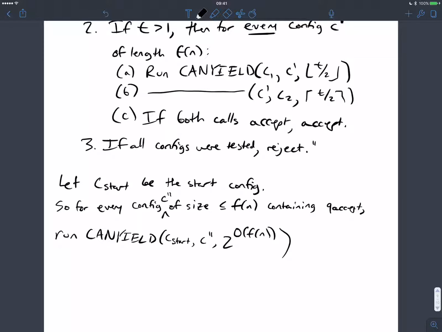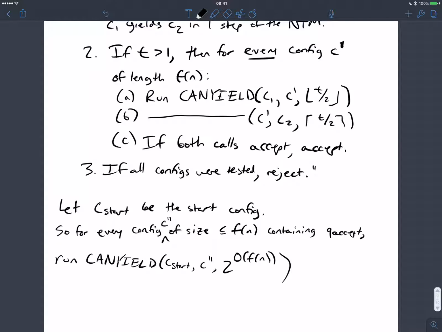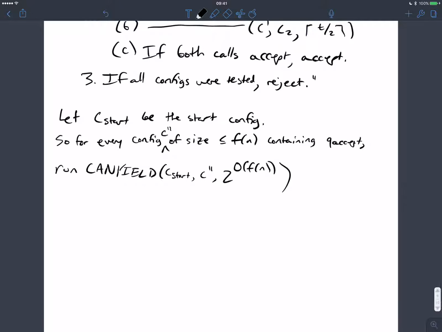So the idea here is that if you can find the middle configuration between these two arbitrary configurations and figure out you can reach that middle one from the first, and from that middle one to the second via non-deterministic transitions, then you should say yes. And at the end, we just say for the start configuration and every possible ending configuration, can you get there in at most 2 to the O of f of n steps, which is the most amount of time you could possibly use. Okay? Well, what about the space used?